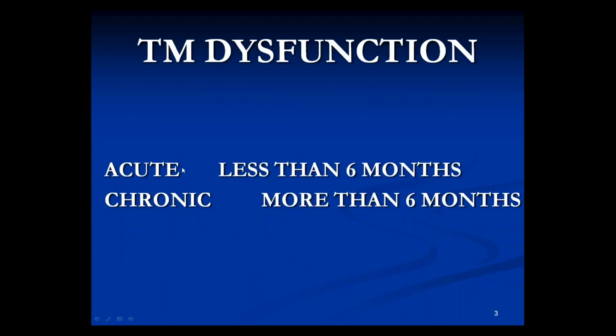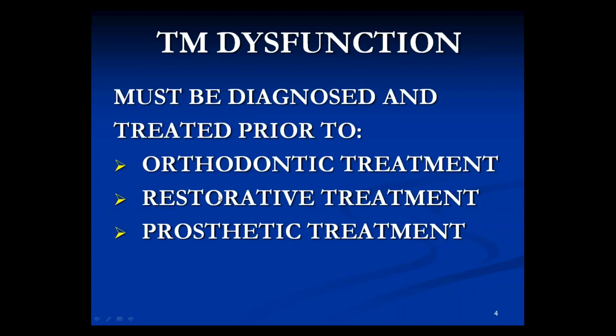Tonight we're going to talk about acute problems. Acute things that happen in TMD are less than 6 months. Chronic is more than 6 months. I'm going to talk about how you treat an acute case and how you treat a chronic case.